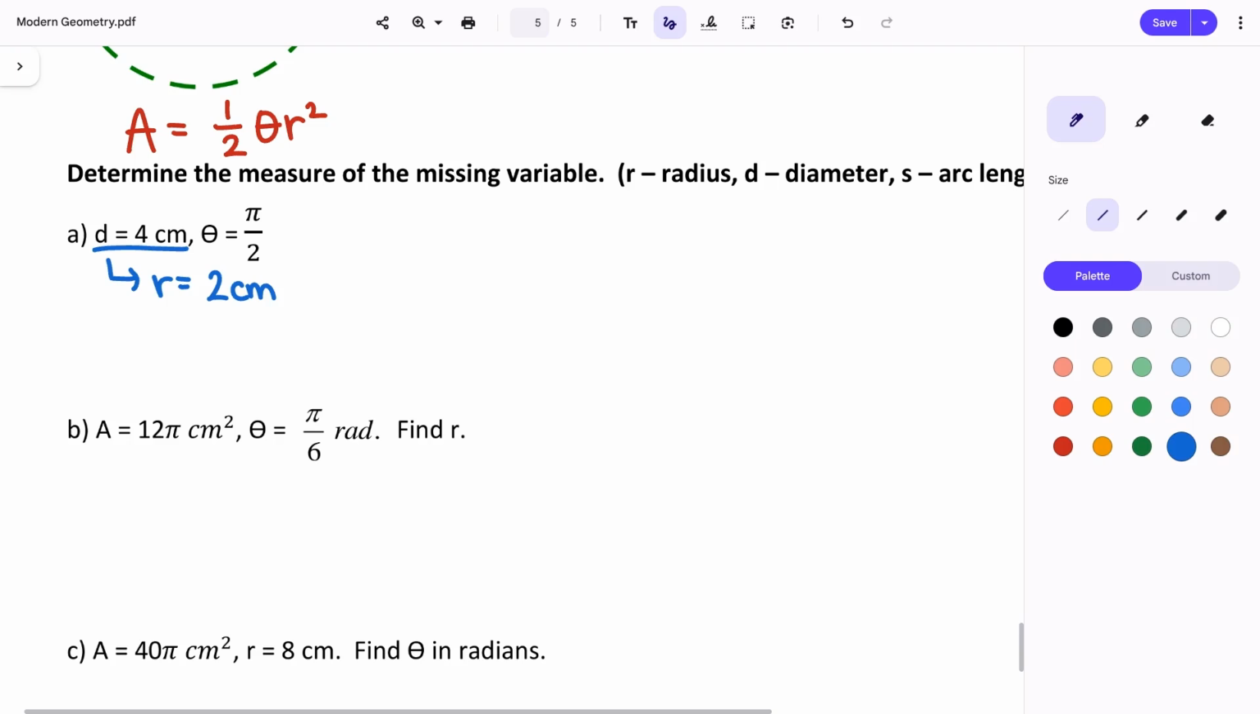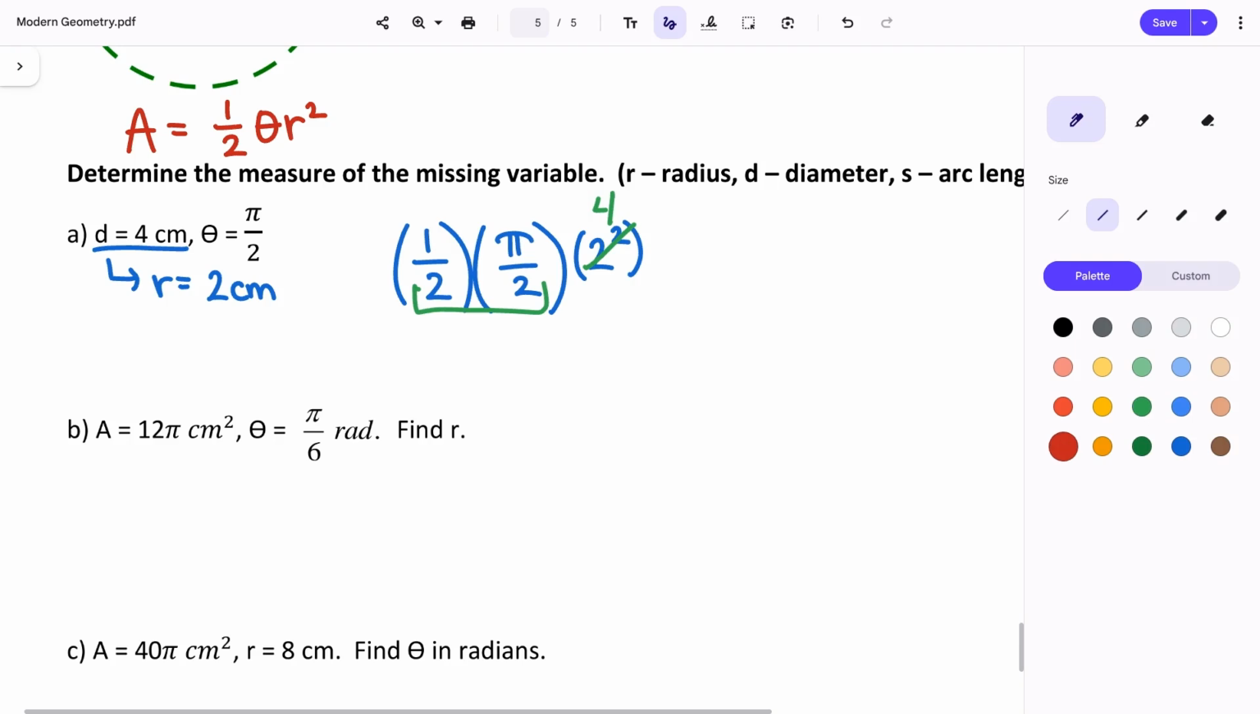So now that I have my radius, I'm going to go ahead and plug it into my formula. So it's 1/2 times my theta, which is pi over 2, times my r squared. So 2 squared. Okay, if you even think about what this is going to look like, this is going to become a 4. Can we do anything? Do you see anything? What's going to happen with these 2's down here? They become a 4 as well, right?